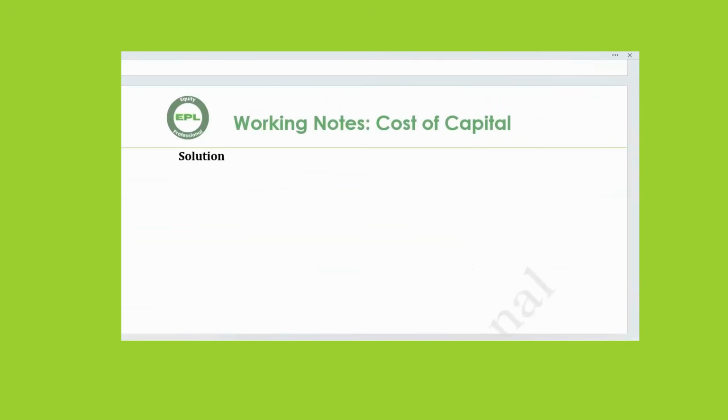The name of this company is Kilimanjaro PLC. So we want to calculate, we have identified from the question that this company is diversifying.